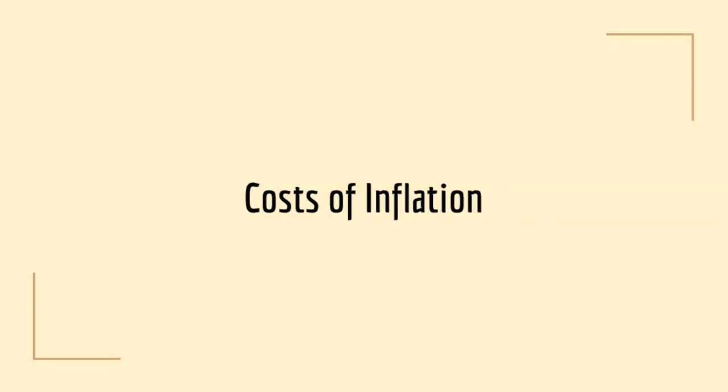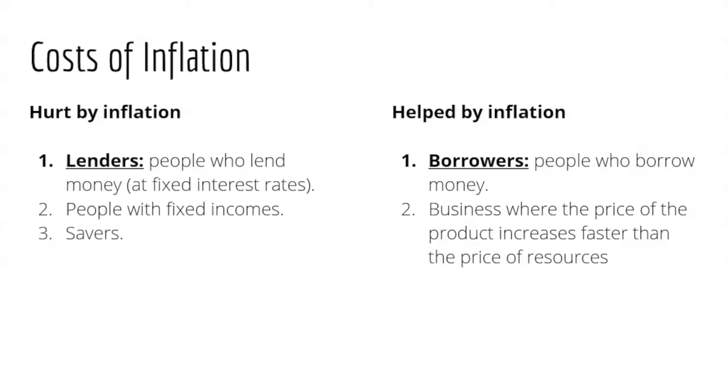All right. And so the last section that we're going to go over is cost of inflation. We're going to go over who is hurt and who is helped by inflation. And so we're going to say that these 3 people right here, lenders, people with fixed incomes, and savers, are all hurt by inflation. So if we have a general rise in price levels, lenders are hurt, but only banks or people who lend money at fixed interest rates. So if you get a fixed interest rate at 3%, right, but we have 10% inflation, the money that you're getting back is actually less, right? It's less purchasing power. And because of that, lenders are hurt.